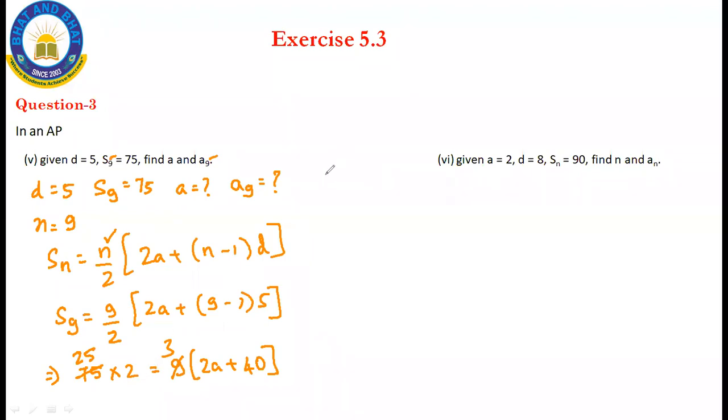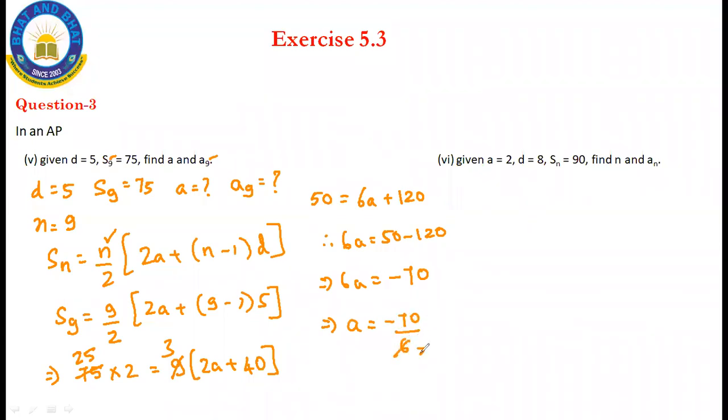So what does that become now? 25 into 2 is 50. So 50 is equal to, open the brackets, 6a plus 120. Therefore, 6a is equal to 50 minus 120. That means 6a is equal to minus 70. That means a is equal to minus 70 divided by 6.